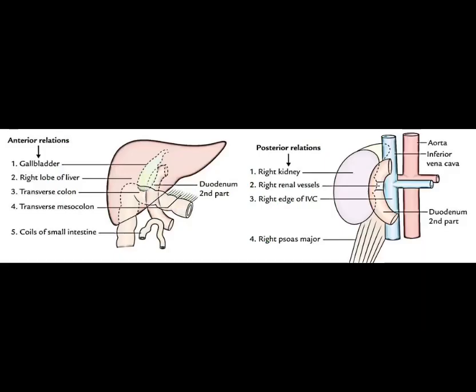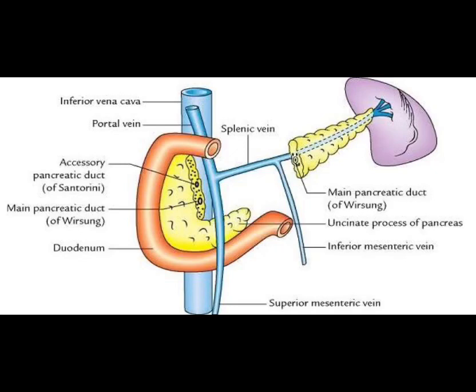Now, the relations of the second part. Anteriorly, the second part of the duodenum is related to the right lobe of the liver, the fundus of the gallbladder, the transverse colon, and a few coils of the jejunum. Posteriorly, it is related to the anterior surface of the right kidney, right renal vessels, right ureter, right psoas major muscle, right edge of the inferior vena cava, and sometimes the right suprarenal gland. Laterally, it is related to the right colic flexure.